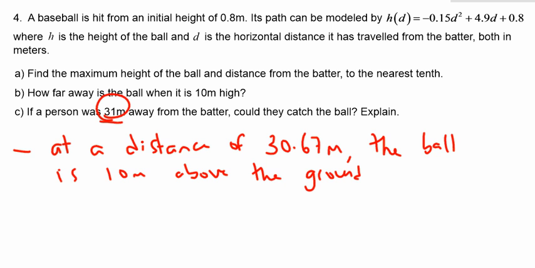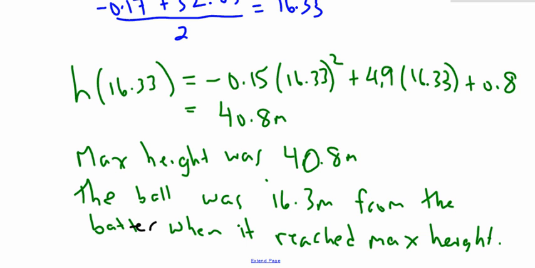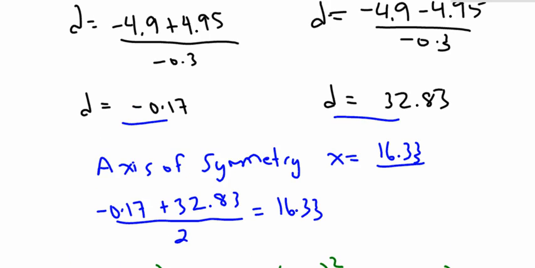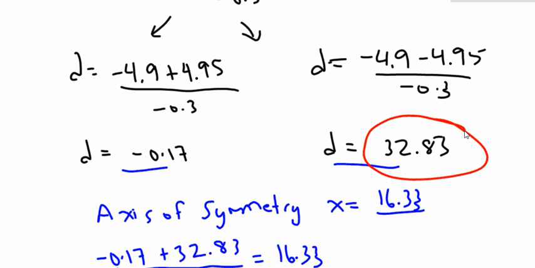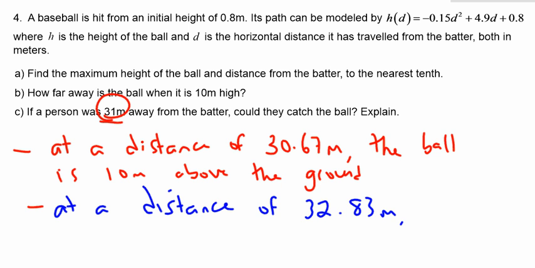We also know from part A that the ball hits the ground at, what time does the ball hit the ground? At this number, 32.83. I keep saying time, I apologize. I'm just used to those questions where it's time and height. So we know that at a distance of 32.83 meters, the ball hits the ground.